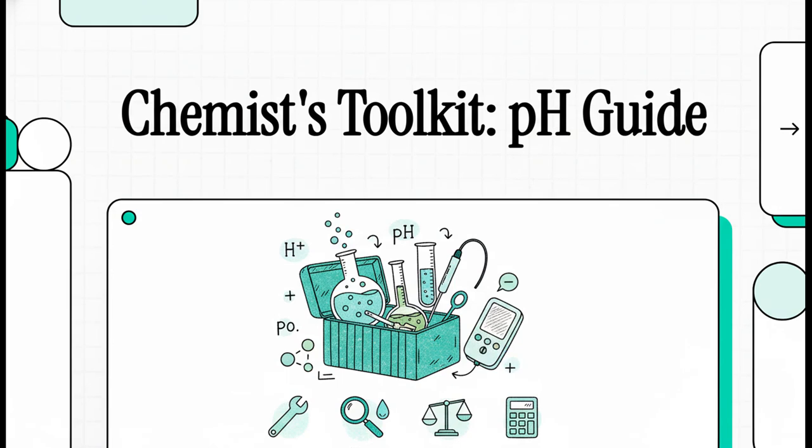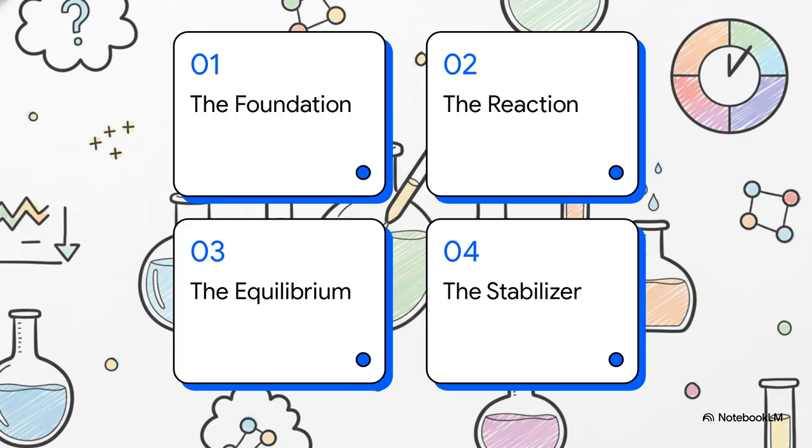All right, welcome. Have you ever wondered how scientists can just look at a chemical and know exactly how acidic it is? Well, today we're opening up the chemist's toolkit. We're going to grab the 4 essential tools you need to calculate pH in pretty much any situation. Let's get to it. So here's the plan.